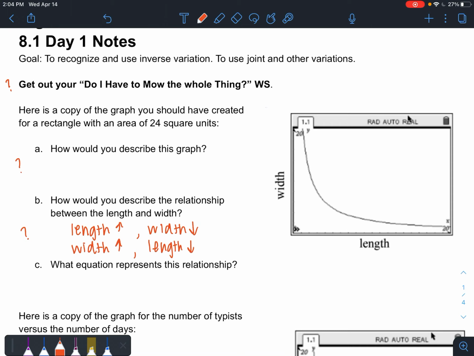The equation that would represent this is, we're talking about an area of 24 units, so x times y is equal to 24, where x is the length and y is the width.